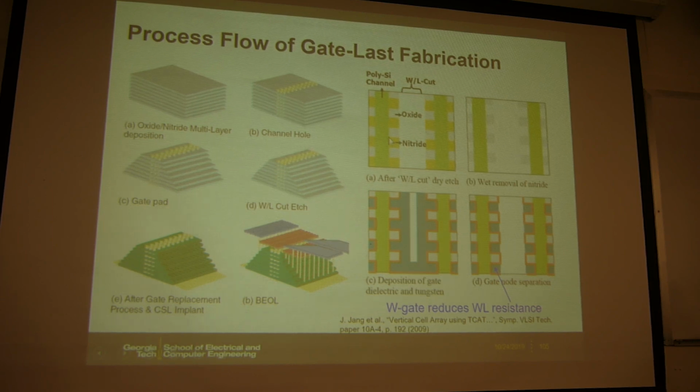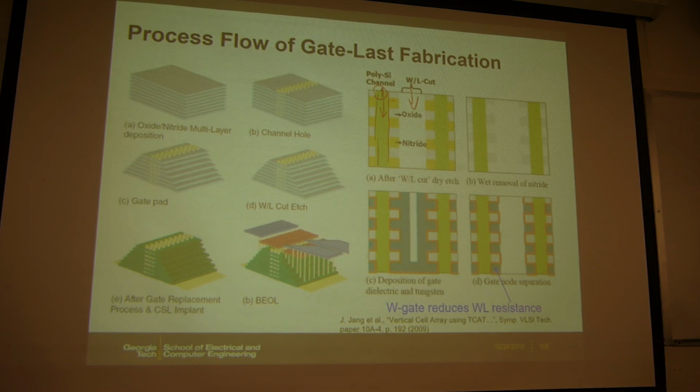So let's look at this detailed process here. So for example, firstly we have the oxide and nitride layer by layer, and then we dig this hole and then we refill this hole with the polysilicon as a channel. And then we need to separate the pillars, so we cut this out, meaning we etch.